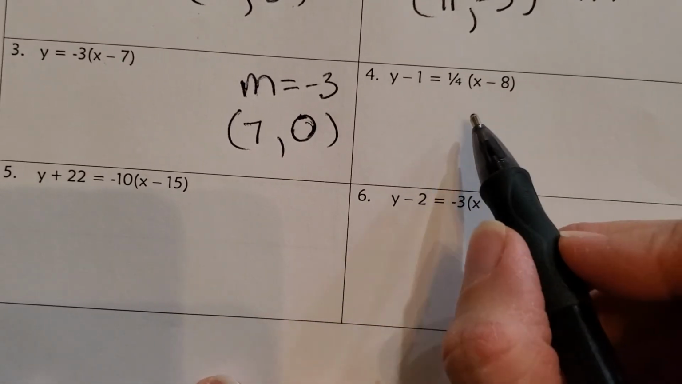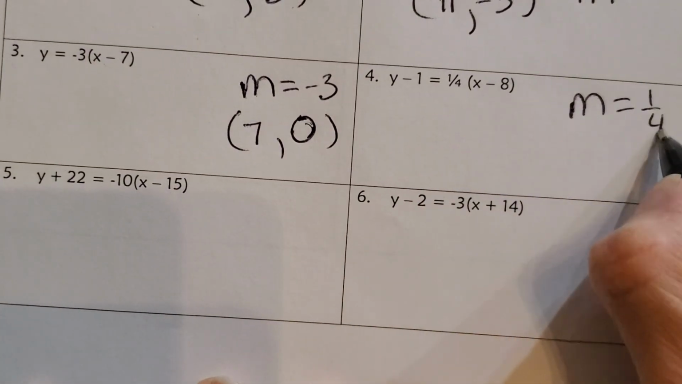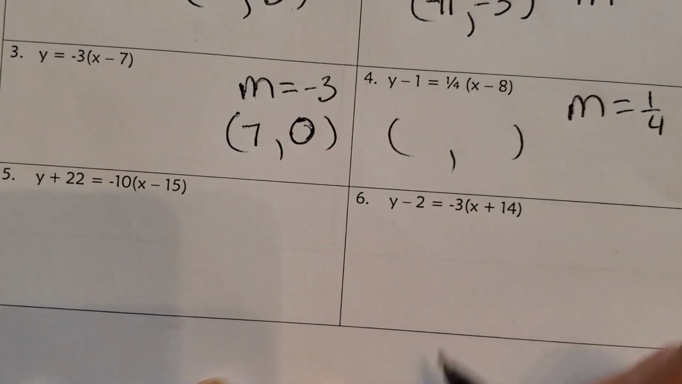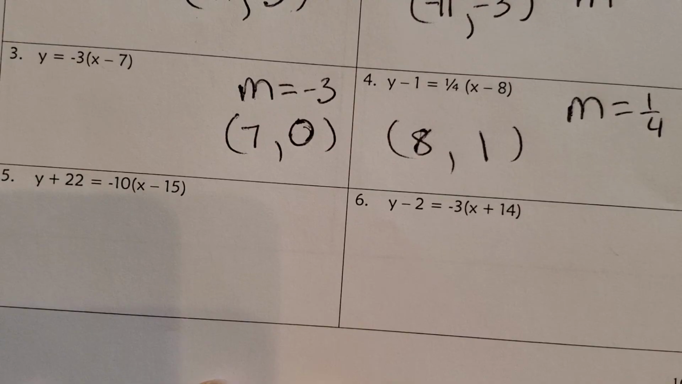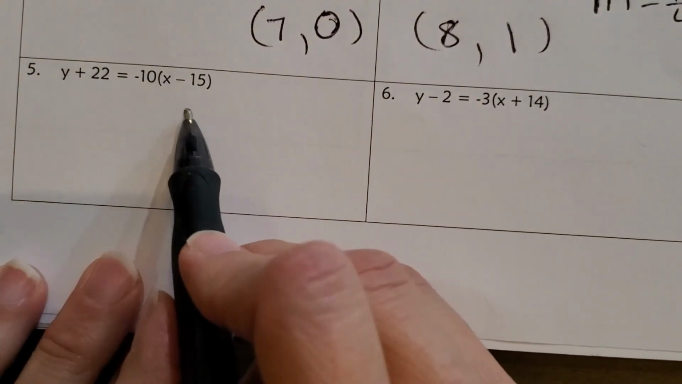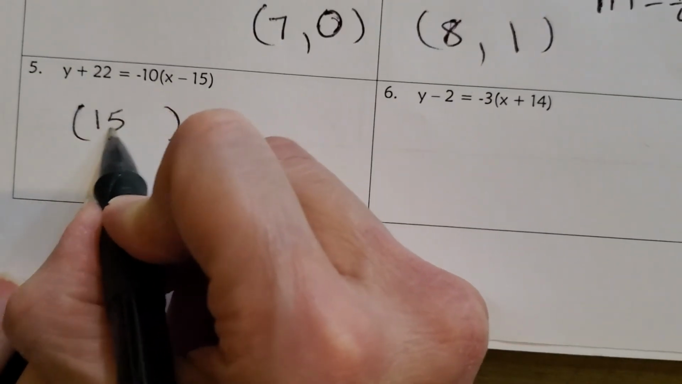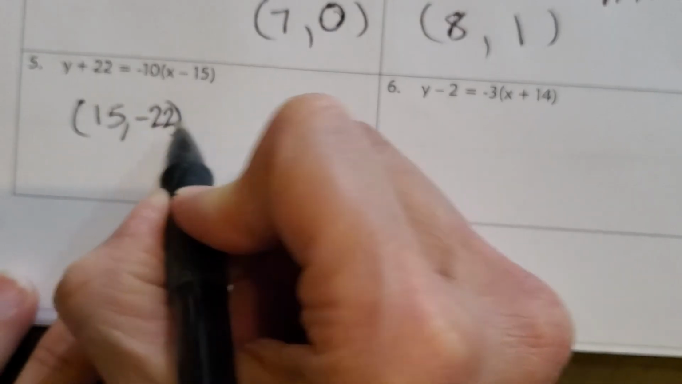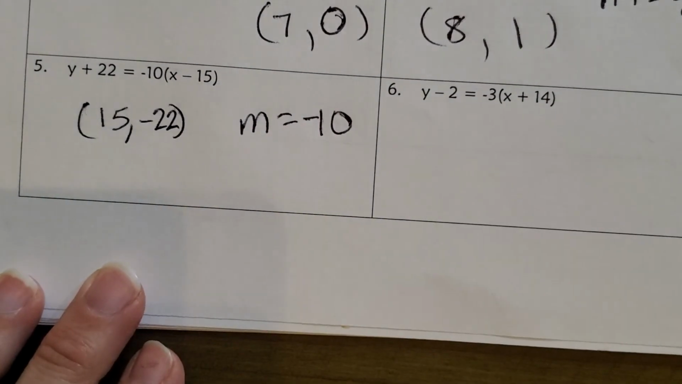All right, next one. What's my slope? Sits right there, 1/4. What's my point? Hopefully you said 8, 1. All right, and over here, what do we get? What's the point? The opposite of minus 15, so it's 15 and the negative 22. And the slope sits right in front of that parenthesis, and that's negative 10.